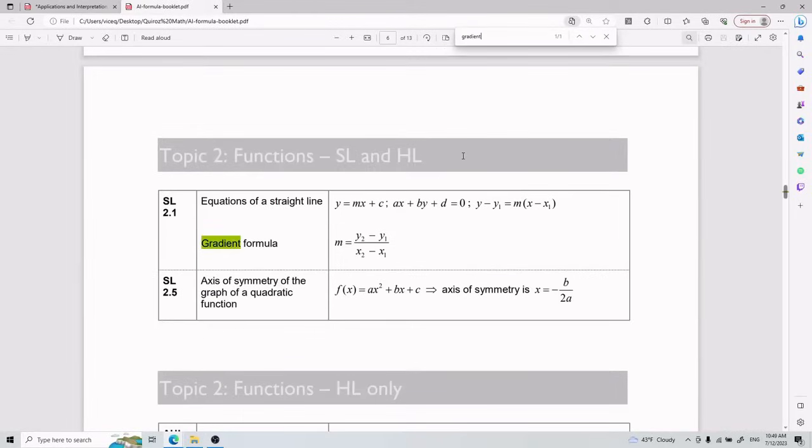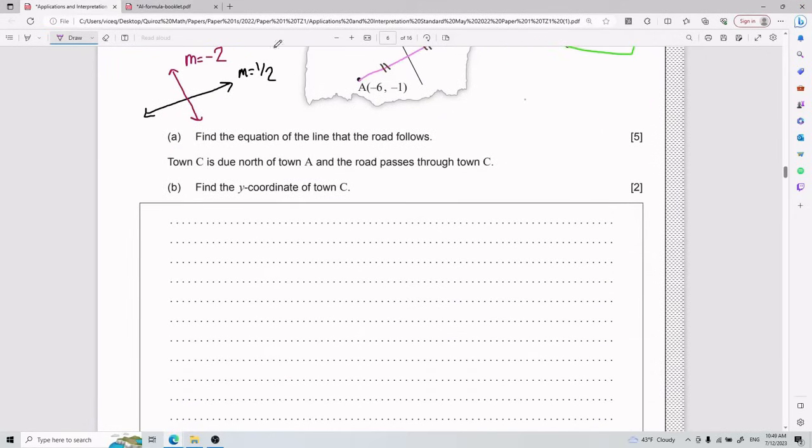Gradient maybe? Gradient. Okay, I'm glad that happened so I can show you something. Gradient is the same as slope. Okay, they are synonyms. So gradient equals slope. This is my gradient or slope formula. I'm going to write it down over here. See? It is m equals y2 minus y1 divided by x2 minus x1.